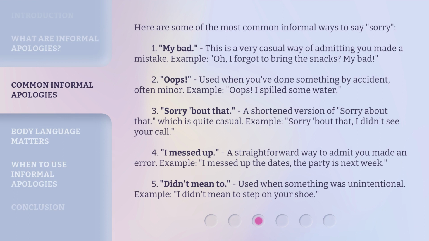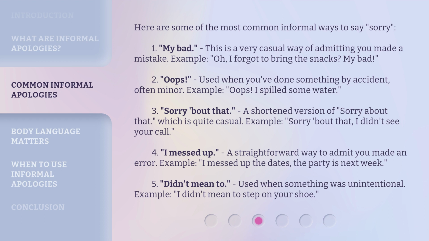Here are some of the most common informal ways to say sorry. 1. My bad. This is a very casual way of admitting you made a mistake. Example: Oh, I forgot to bring the snacks? My bad. 2. Oops. Used when you've done something by accident, often minor. Example: Oops, I spilled some water.